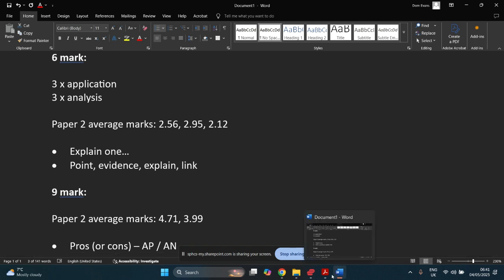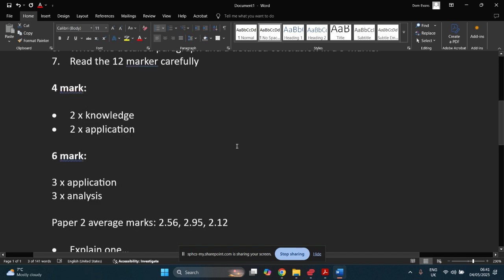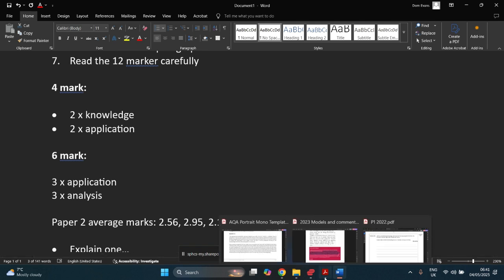Okay, the 4-mark questions have got 2 knowledge and 2 application marks. So you can simply define a key term, show knowledge, and then explain why that's relevant to the case study using application. And again, if there's 2 application marks, aim for 2 specific bits of application from the case study. The 4 markers tend to come up in section C.